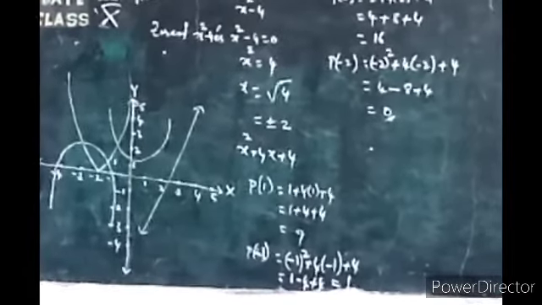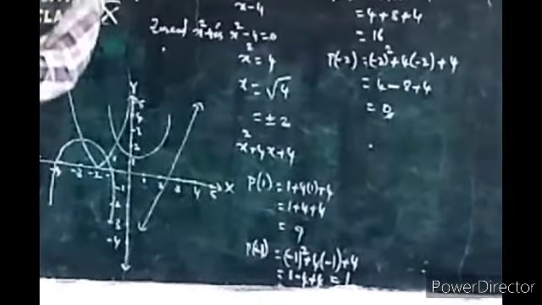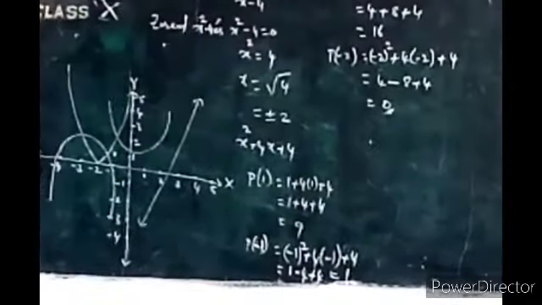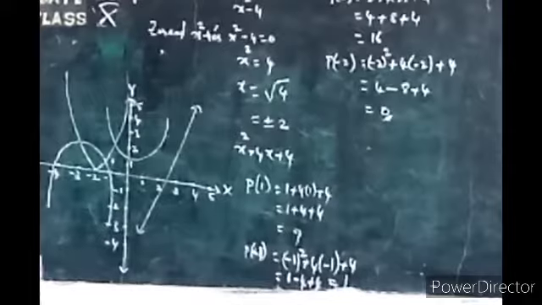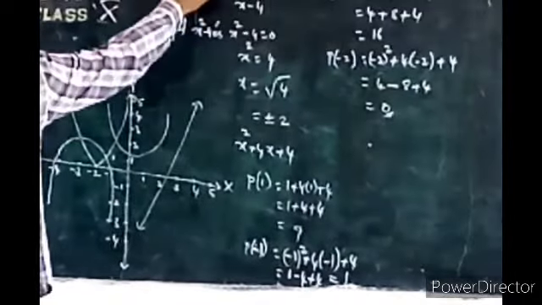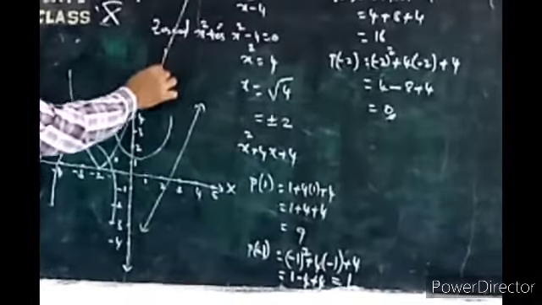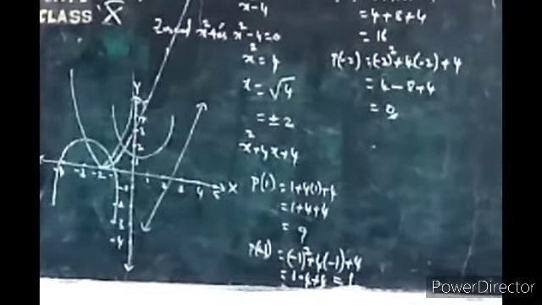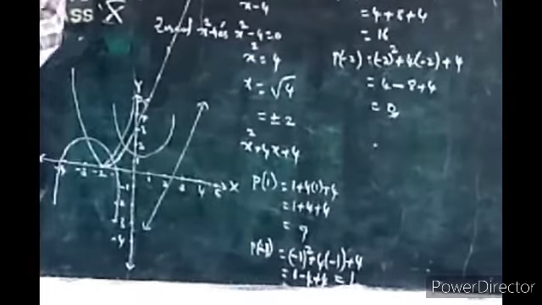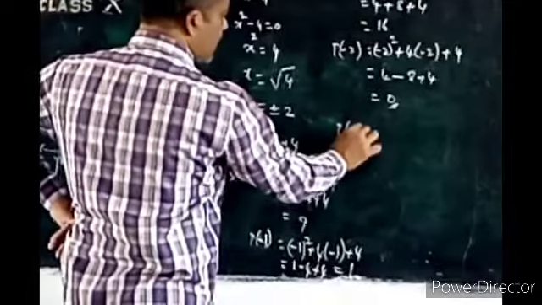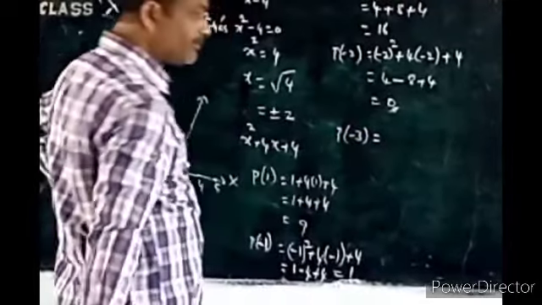Next, P of 2 is 16. Next, P of minus 2 is 0. That means you are getting a curve like this, and again it's gone upside. P of 3 is how much? Or P of minus 3, find out.